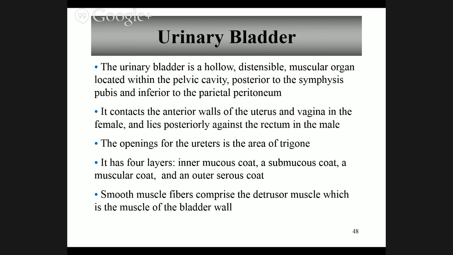It has 4 layers. We have an inner mucous coat, a submucous coat, a muscular coat, and an outer serous coat. Smooth muscle fibers comprise the detrusor muscle, which is the muscle of the bladder wall.